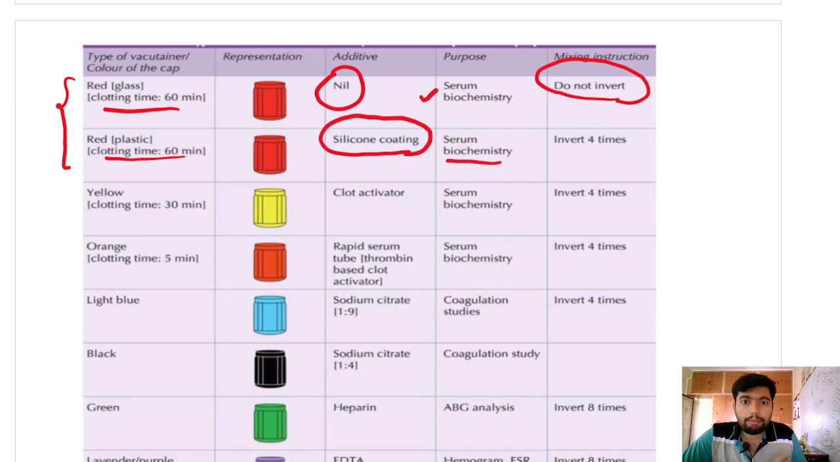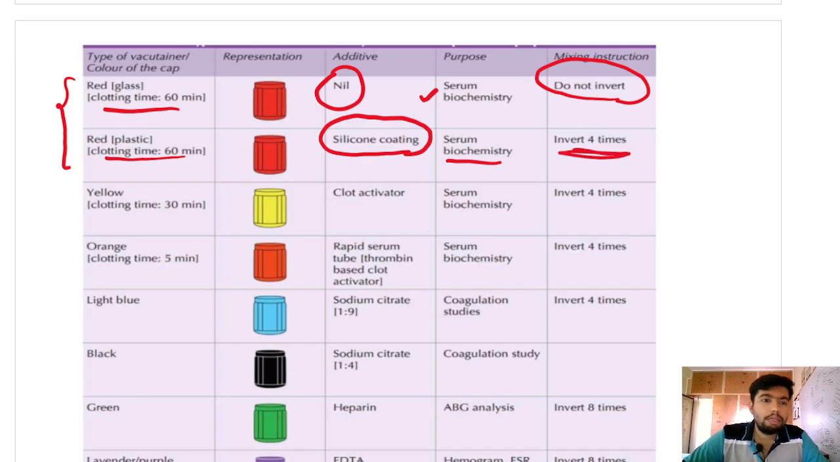Also, the purpose is serum for the biochemistry lab. Whatever the test done by the biochemistry, you are performing in this particular vacuum. Like SGPT, SGOT, renal function test, liver function test, thyroid function test, all will be done by the biochemistry lab, and you have to take the sample in this particular vacuum. But the mixing instruction you should know, you have to invert it 4 times.